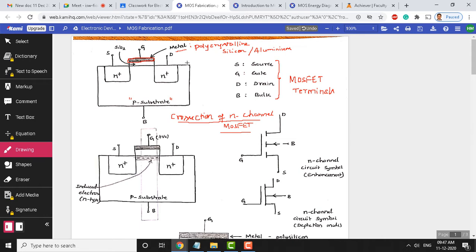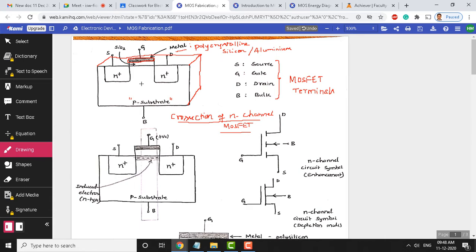Okay. You can also just draw a 3D structure of this, though we have shown here a cross sectional view. The 2D structure will be something like this, the 3D structure will be something like this. This is how the cross section or 3D structure of an N channel MOSFET looks like. Okay. Similarly, you can also construct P channel MOSFET.